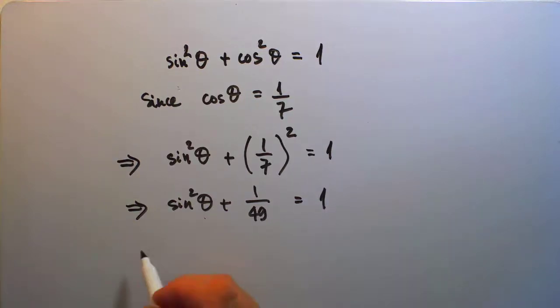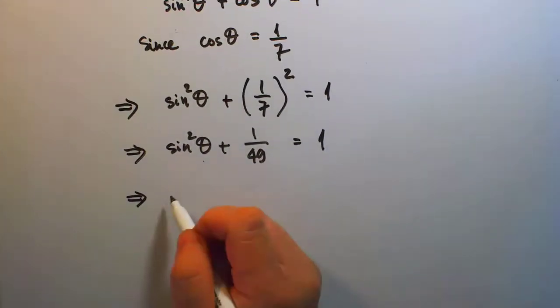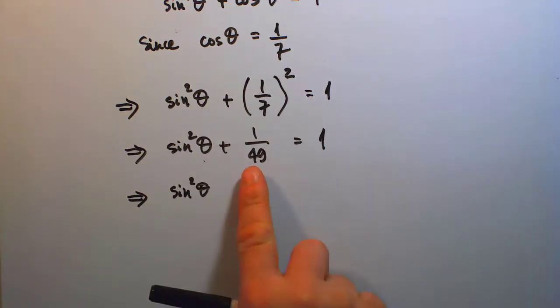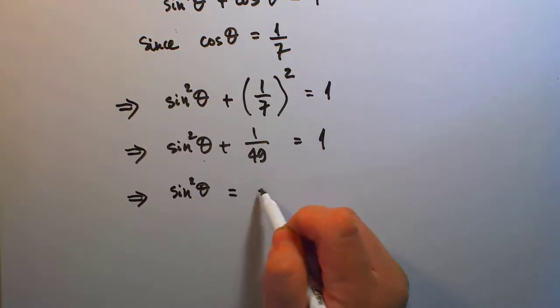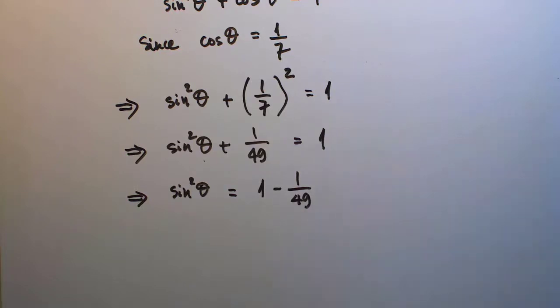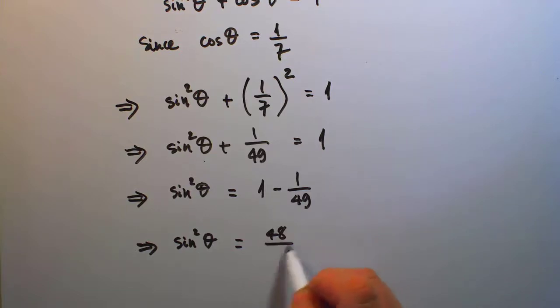And so now we keep getting closer and closer to being able to find the final correct answer. So the next step is to subtract 1/49 from both sides, leaving me on the right hand side 1 minus 1/49. And calculation shows that sine square theta is equal to 48/49.